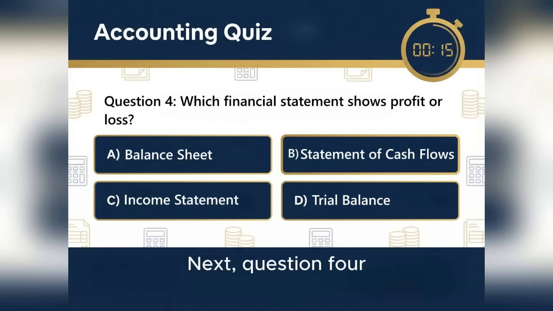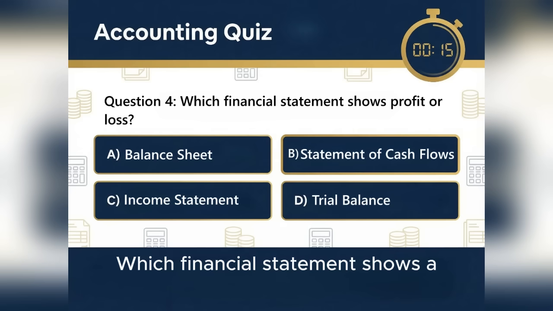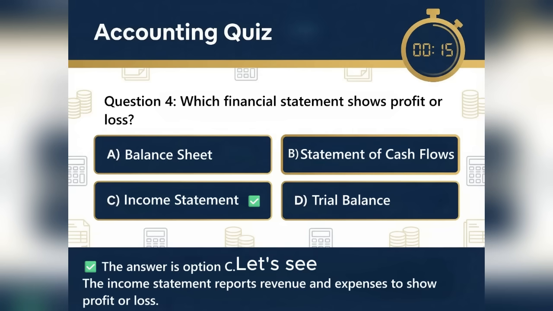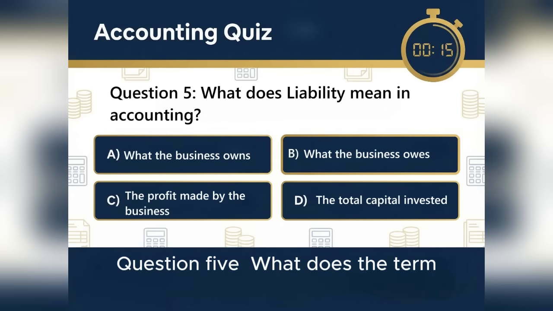Next. Question 4. Which financial statement shows a company's profit or loss over a period of time? Is it A, the balance sheet, B, the statement of cash flows, C, the income statement, or D, the trial balance? Let's see. And the correct answer is C. The income statement, also known as the profit and loss statement, details revenues and expenses to calculate the net profit or loss.